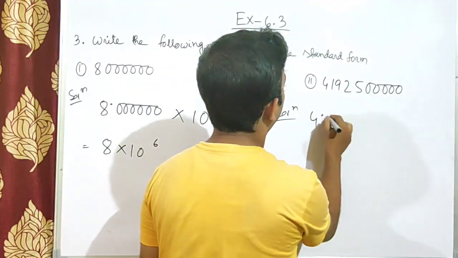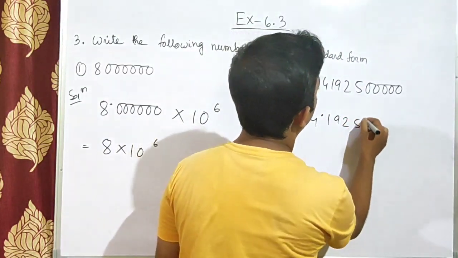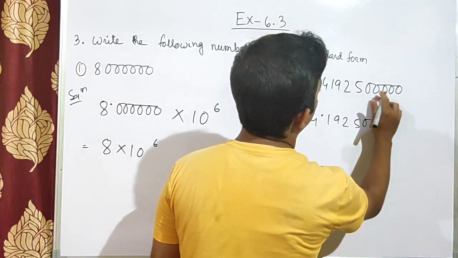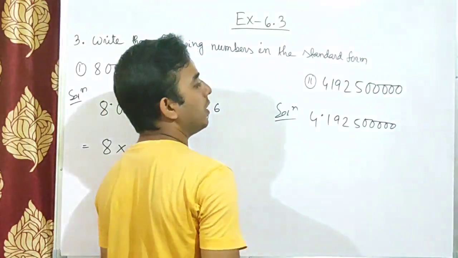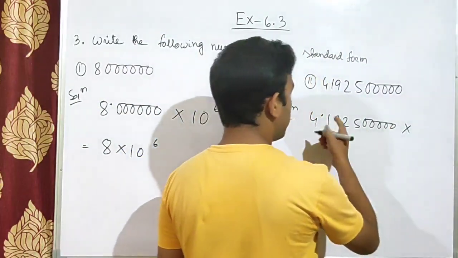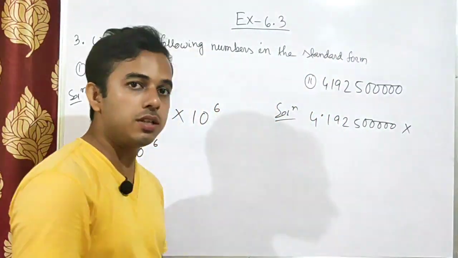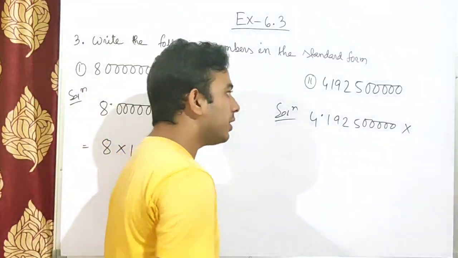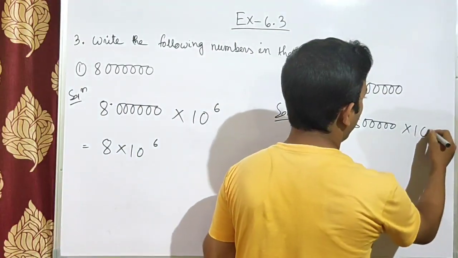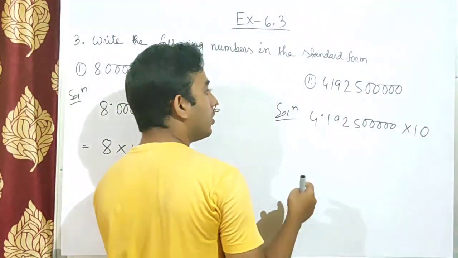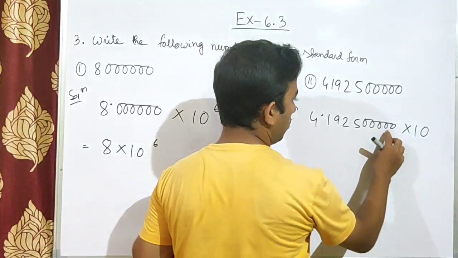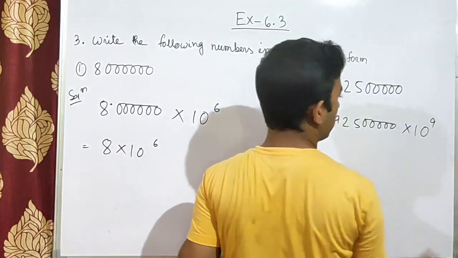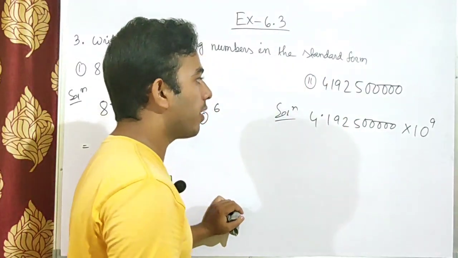That means 4.1925, 1 2 3 4 5, 1 2 3 4 5. Clear? We have put the decimal. Now, by putting the decimal their value is changed, isn't it? So, not to change their value, we have to multiply them with a certain number. Here, with which number will we multiply? The number which has how many zeros? 1 2 3 4 5 6 7 8 9. The number which has 9 zeros. So we will multiply with 10 to the power 9.